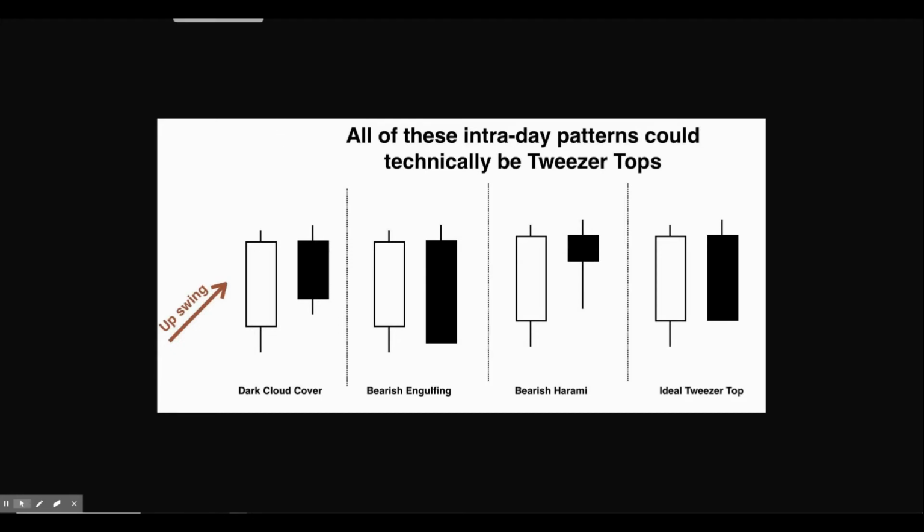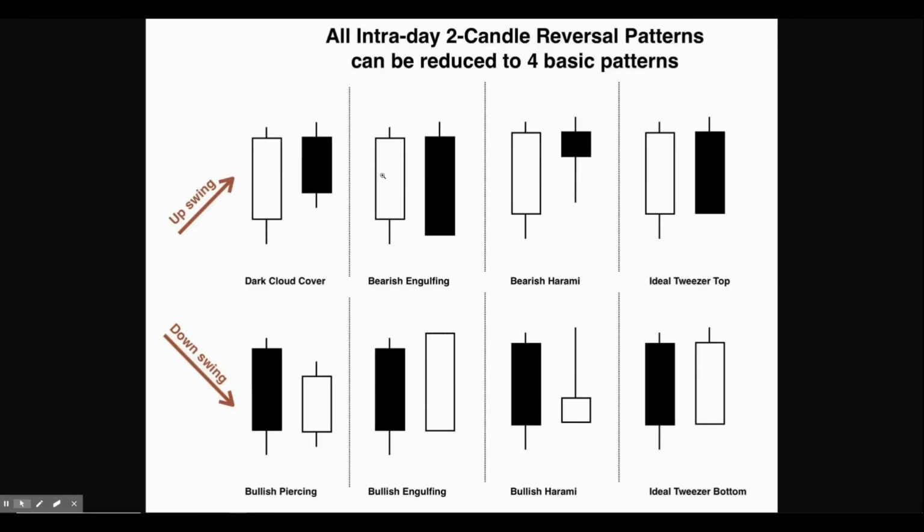So let's talk about a couple more here. This is just the difference between an upswing reversal with the 4 that we just talked about and the downswing. So as you can see here, we have our dark clouds, our engulfings, our haramis, and then our ideals that we're looking for. And these are the ones that I have been talking about are the ideals. These are my favorite ones, followed by the engulfing. So engulfing and ideals are my favorite, but we'll get into that.